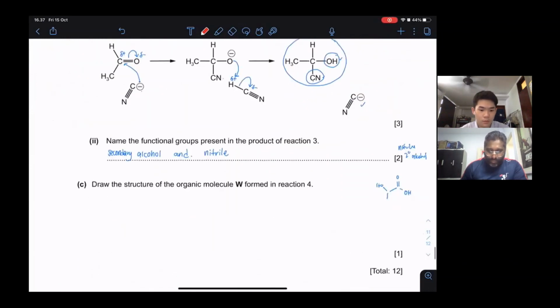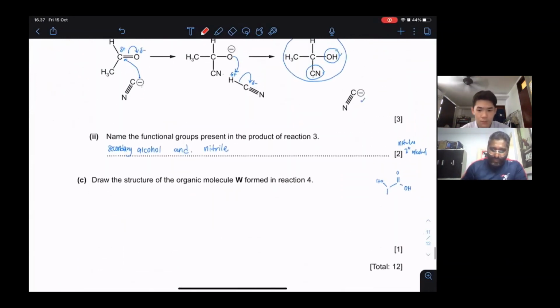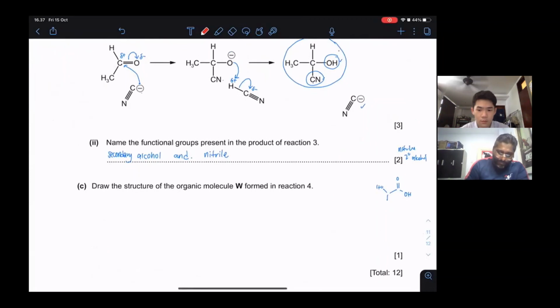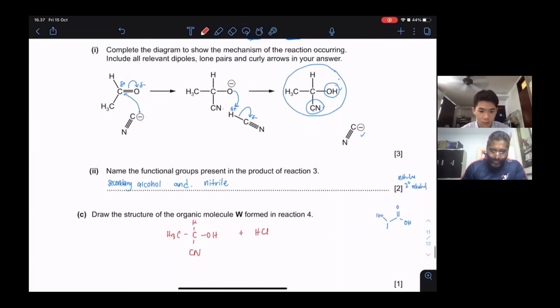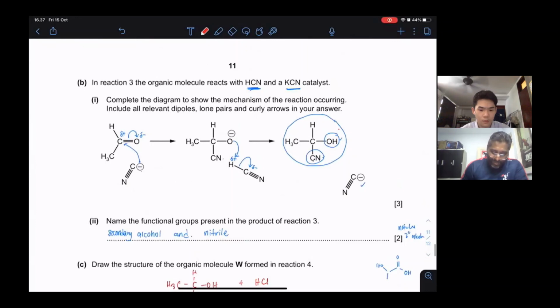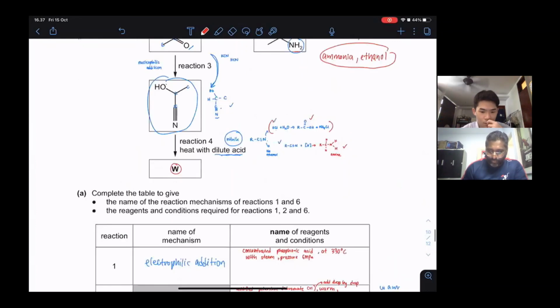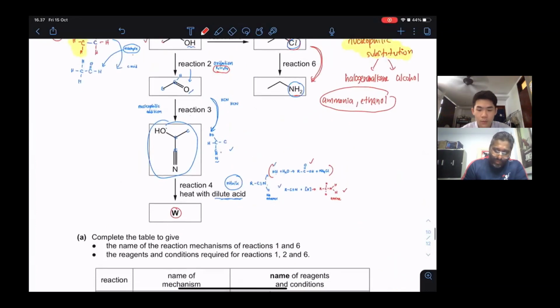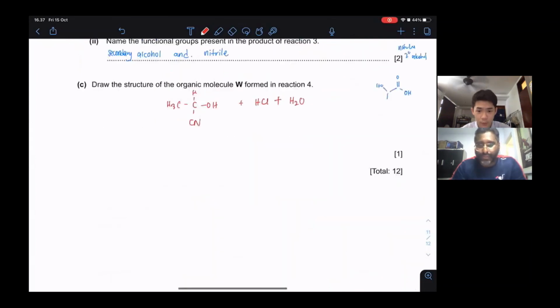But before I draw the skeletal formula, I just want to try the normal method. You see here, H3C, CH, OH, and CN. I am going to react this with HCl, dilute acid. They mentioned dilute acid and didn't specify it's HCl, but I'm just going to put HCl first, then H2O. Must always put the H2O.